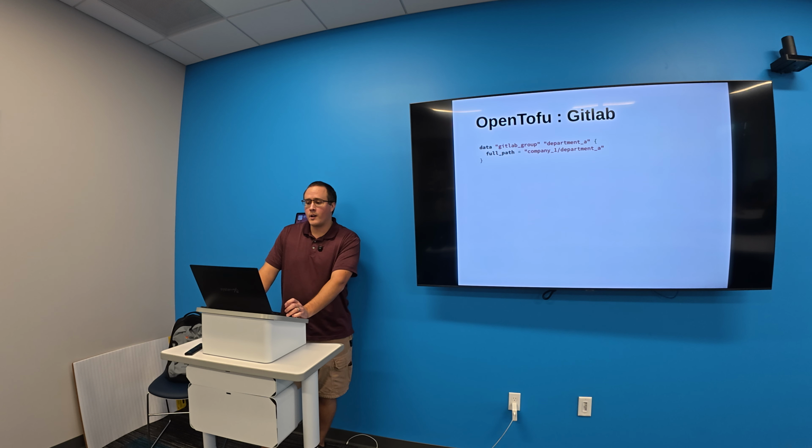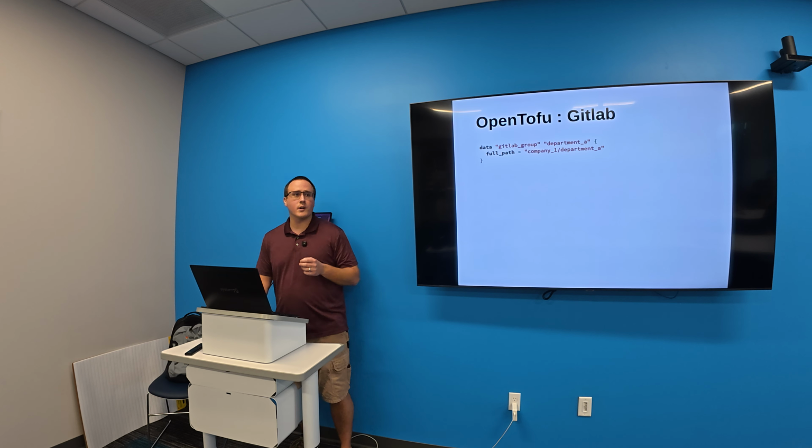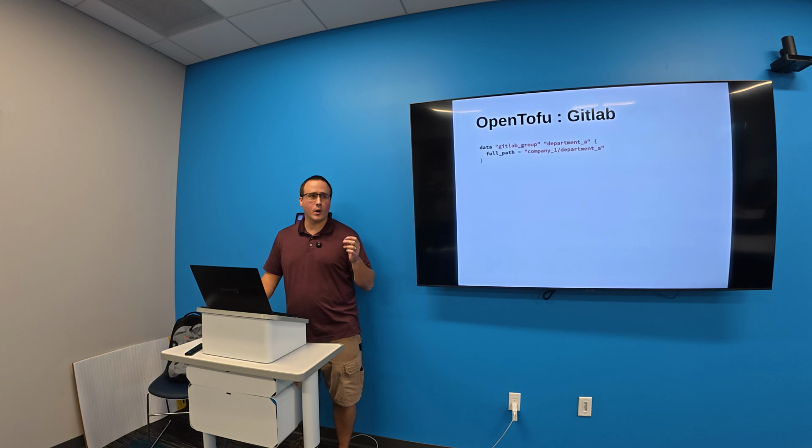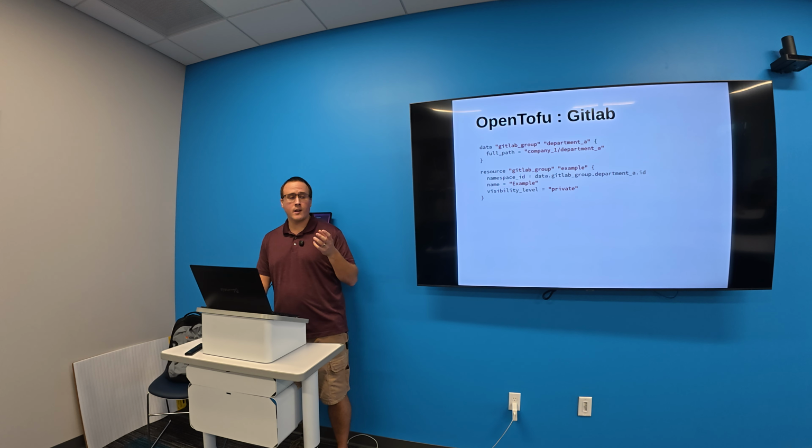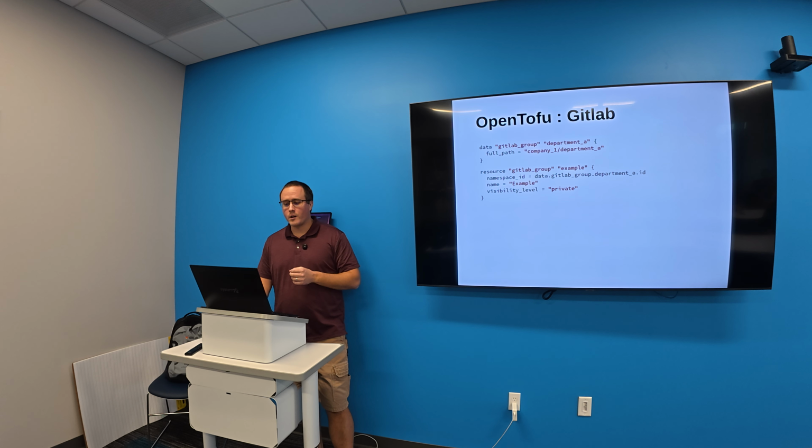So assuming we have that, here's an example of a data reference. You could imagine that your company already exists. Somebody else has already set up a GitLab project, and you want to just create something inside of it. So you can go ahead and say, hey, go look up the GitLab group that's company 1, department A. It'll find that for you, and then it will pull it down from the API, and you can reference things like the ID. So now I can say, okay, create a resource, a new GitLab group, inside of that other group that you just looked up. So it's a child group.